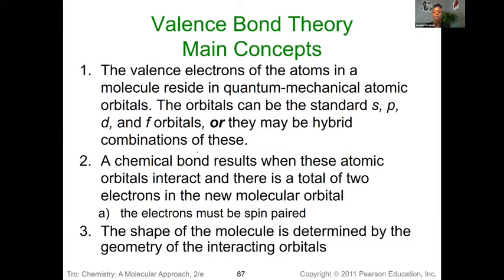The valence electrons of the atoms in a molecule reside in the quantum mechanical atomic orbitals. And these orbitals can be those standard S, P, D, or F, or we'll see in a lot of situations that we do have this hybridization that can occur where we're mixing different atomic orbitals together to make these new molecular orbitals. And then we know chemical bonds result when these atomic orbitals are able to interact, and it requires a total of 2 electrons in this new molecular orbital in order to make a bond. And then the shape is ultimately going to be determined by these new interacting orbitals.